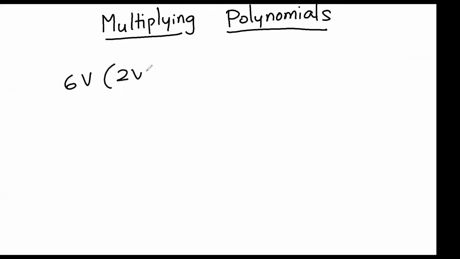6v times 2v plus 3. So I have two polynomials here. 6v is one polynomial. 2v plus 3 is another polynomial. To be more specific, 6v is a monomial. 2v plus 3 is a binomial. So I want to multiply these two polynomials, or in other words, I want to find the product.